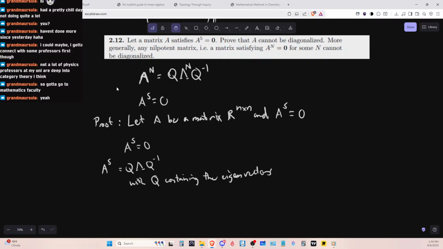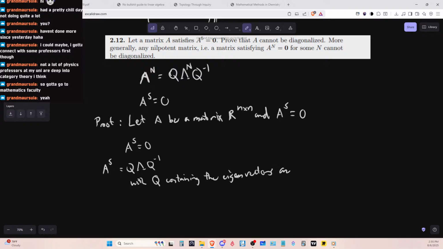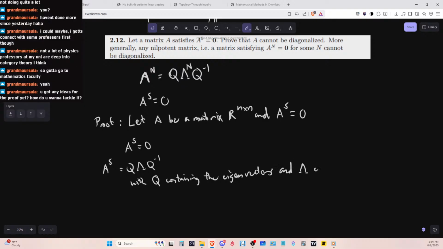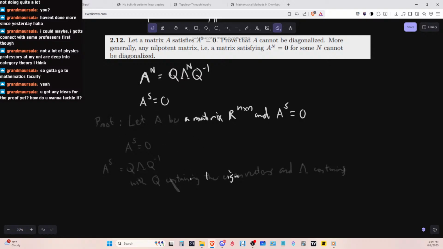With Q containing eigenvectors, and lambda containing... oh wait, hold on. I just realized something, because the thing of it is we can't have lambda, because we're supposed to prove that A is not diagonalizable.